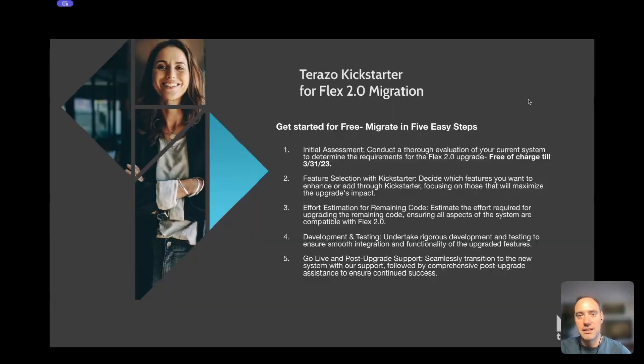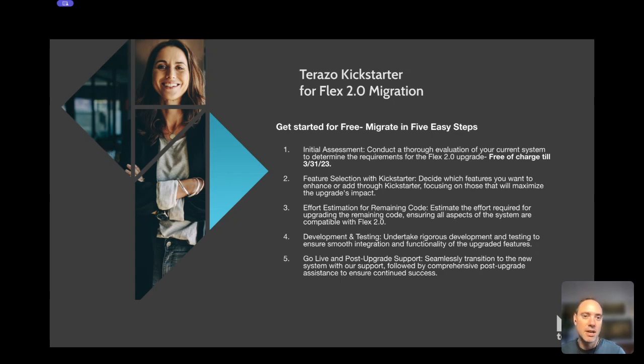How does this look? We came up with a simple 5-step program, making sure this is a success. First of all, we start with an initial assessment period where we look over your existing projects, we look into all your custom code, and start working on an upgrade plan for you. And the best thing is this comes for free. So in the end, you will receive a little overview showing all your existing plugins, what needs to be upgraded, and a little project plan around this.